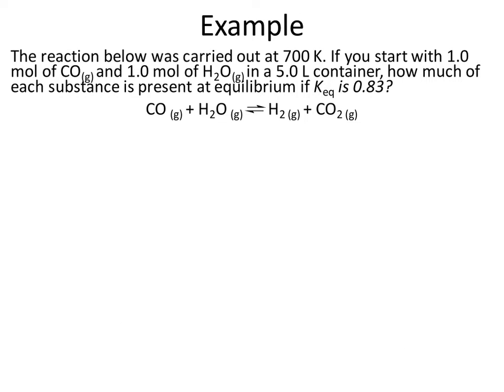So let's look at this example and work through this. It says the reaction below was carried out at 700 Kelvin. If you start with 1.0 mole of CO and 1.0 mole of H2O in a 5-liter container, how much of each substance is present at equilibrium if K equilibrium is 0.83?